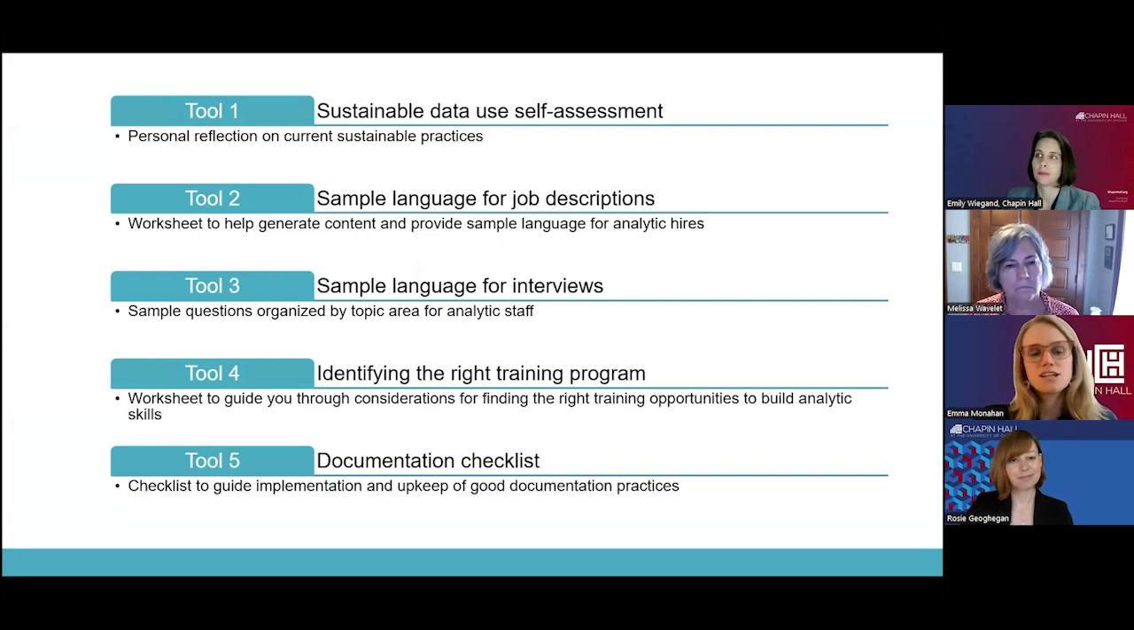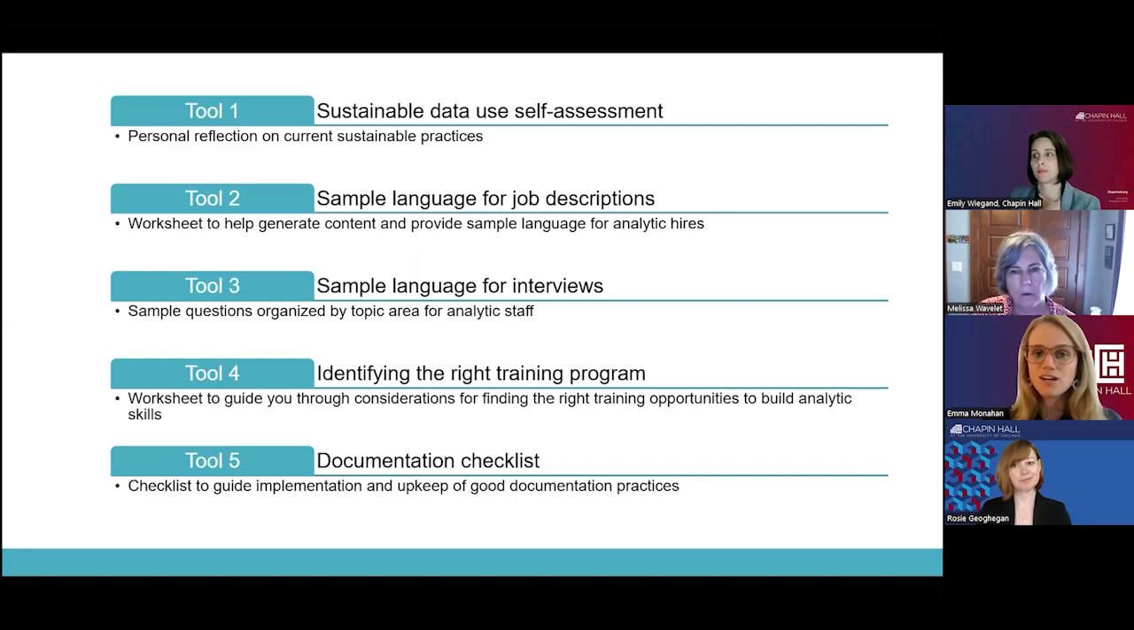The first is the sustainable data use self-assessment. It's a moment to personally reflect on you or your organization and identify which areas of sustainability you might need to most improve in, and then it will direct you to the relevant areas of the toolkit. There's a tool with sample language for job descriptions and a tool with sample language for interviews. We know from personal experience and talking with folks that it's often hard to write an accurate job description or ask questions to elicit the right skills from interview candidates. And these are really aimed to help you do both of those things.